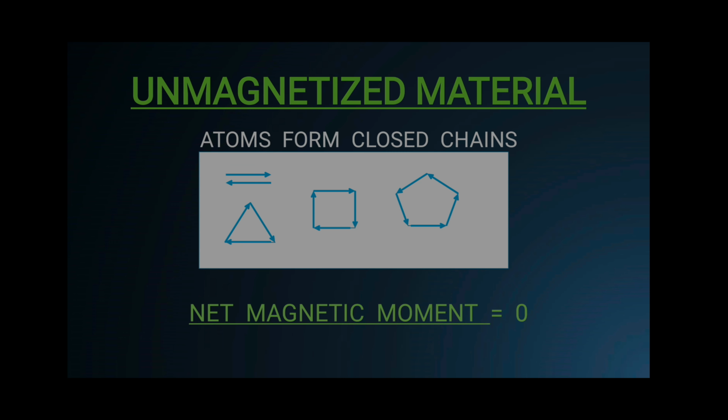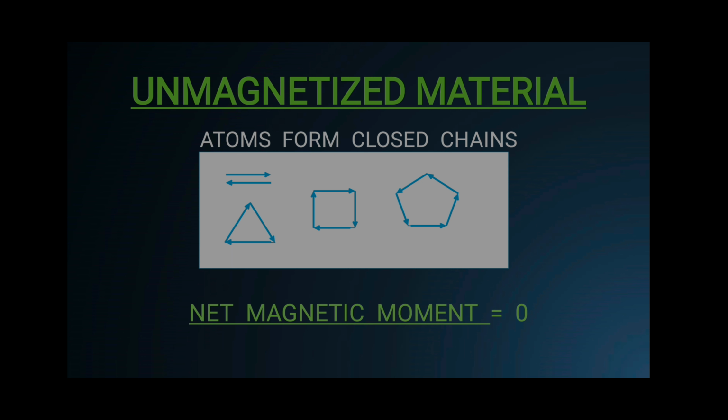When the material is not magnetized, then atoms inside the material are randomly oriented and they form closed chains. As shown in this figure, these chains may be made by two atoms shown by two arrows in opposite direction, and three atoms can also make a triangle shaped closed chain. Similarly, four atoms may form a square shaped closed chain. Similarly, five atoms may form a pentagon shaped closed chain.